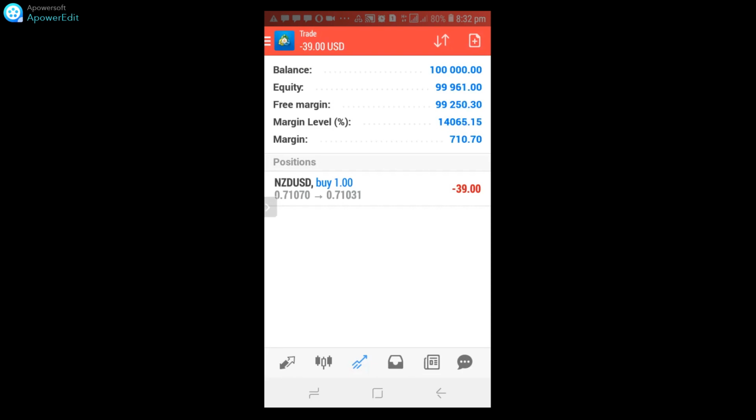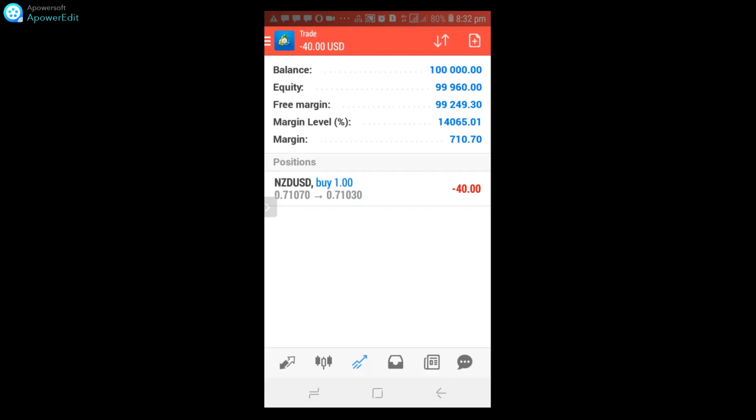So let's say we want to add 10 pips to it. 0.71070, if you add 10 pips to that, that's 0.71170. Hold that trade once, sir. Long press that trade. Hold on, before you do that.